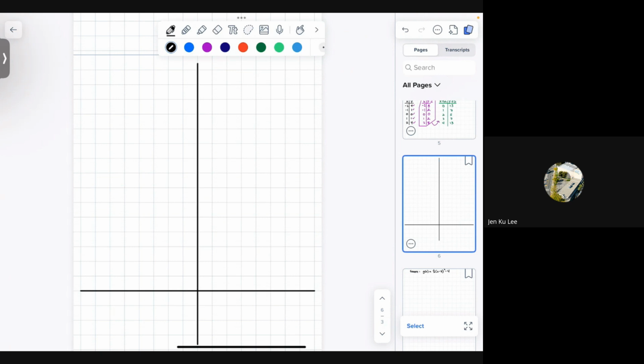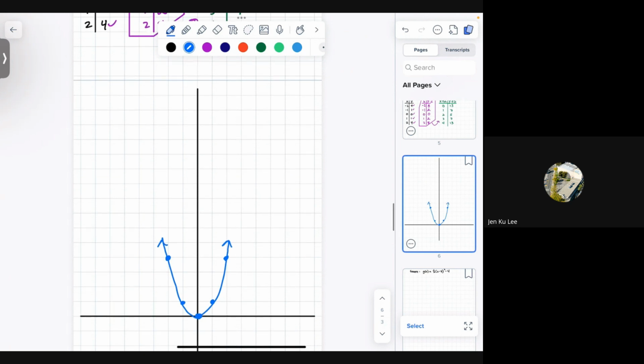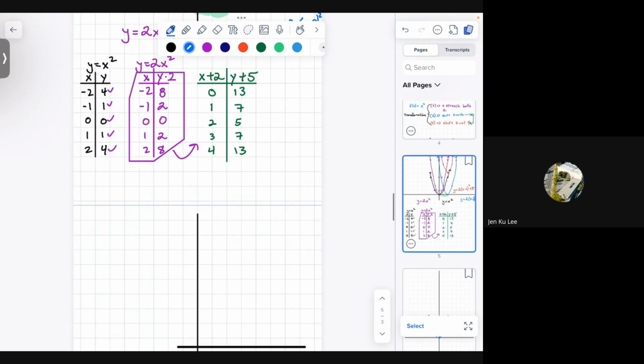We're going to graph the parent function. In blue, I'm going to graph (0, 0), (-1, 1), (1, 1), (2, 4), and (-2, 4). Try our best to make a good looking parabola. And then you guys can just jump over to the green.